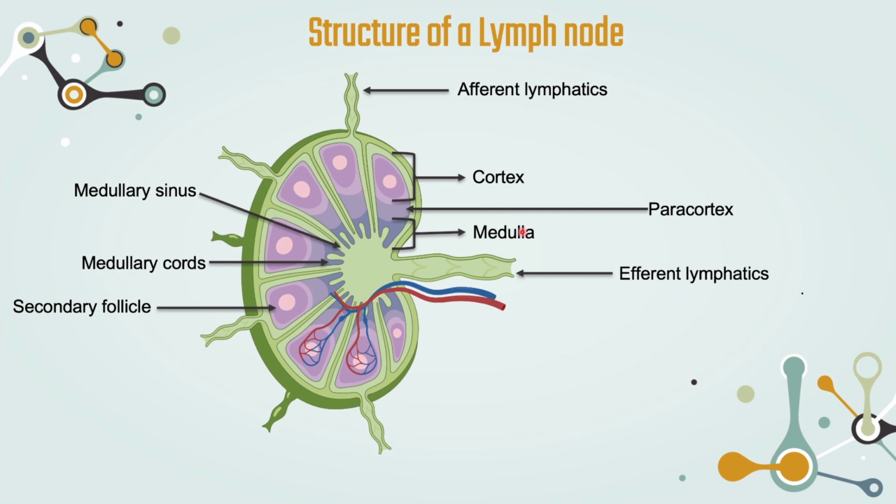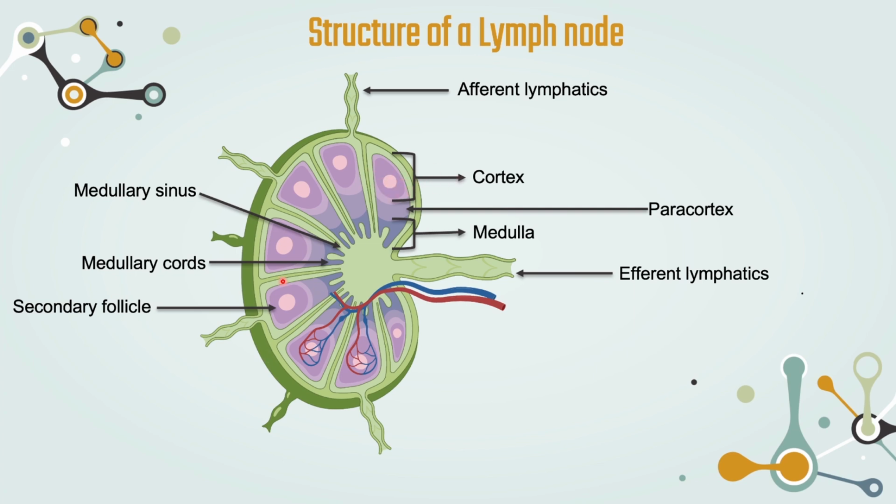Now, the most important thing that you need to understand from exam point of view is cortex, medulla, medullary sinus, and the follicles, all right? Super high yield. Now, let's talk about cortex. So, cortex is also known as the B cell zone. It's called B cell zone because B lymphocytes are stored here. So, the B lymphocytes are housed in the cortex.